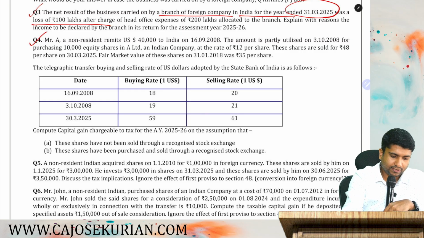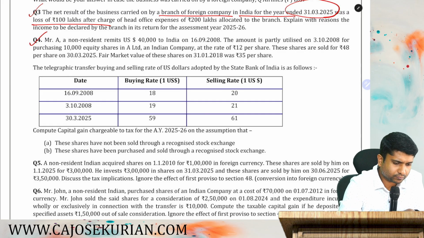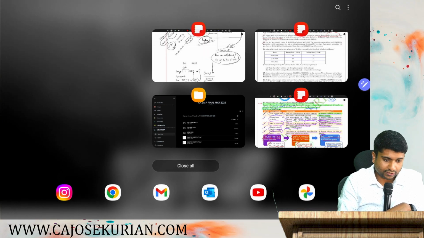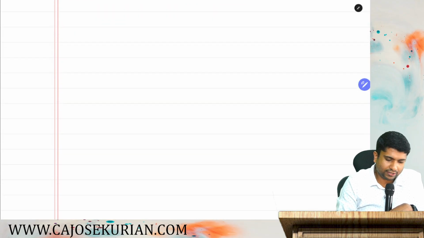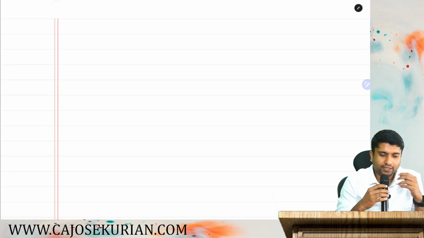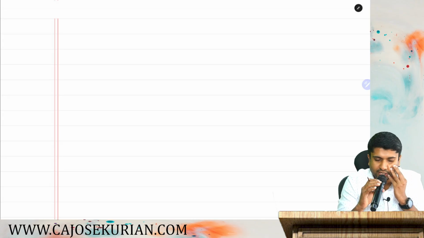Sorry. Question number 4. Let's understand what exactly is this question number 4. Mr. A, a non-resident, remits $40,000 to India on 16/9/2008. The amount is partly utilized on 3/10/2008 for purchasing 10,000 equity shares in A Limited, an Indian company, at a rate of 12 per share.